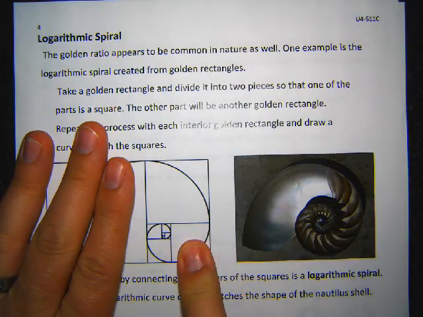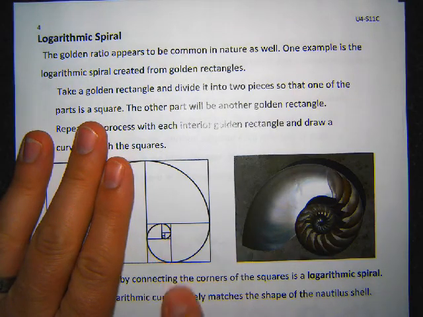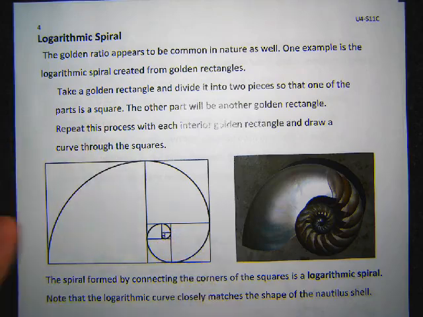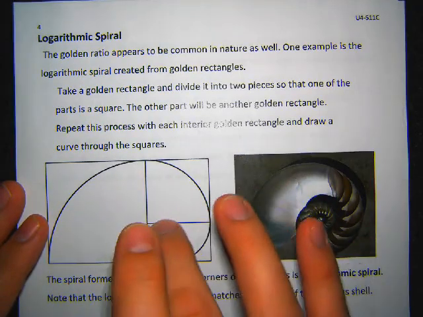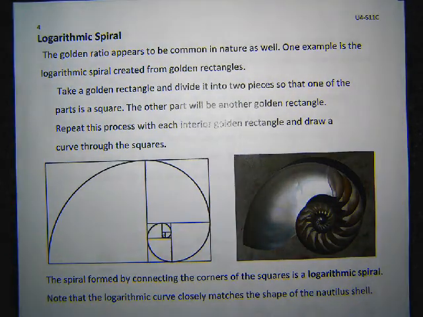You can cut out more squares, end up with another golden rectangle. Cut out more squares, and you can keep doing this. You actually end up with them spiraling in, like smaller and smaller squares and smaller and smaller golden rectangles.